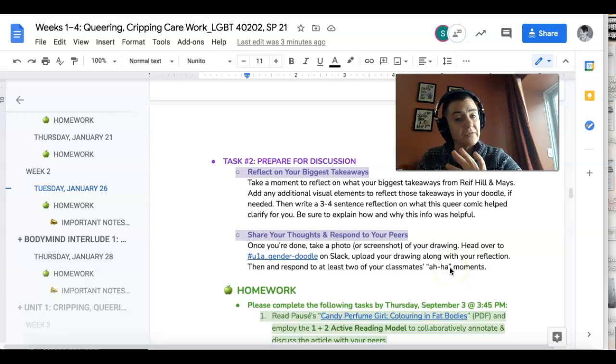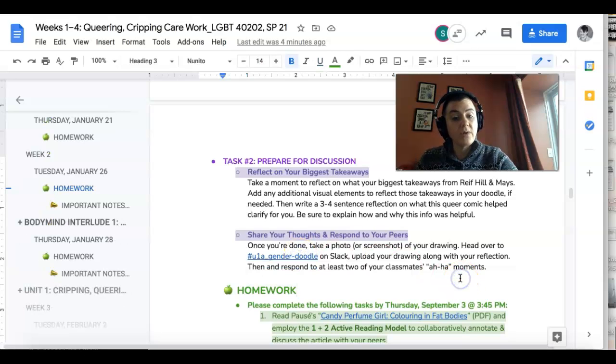So you've got your reflection, you've got your visual that you've created. I want you to take a picture of your visual. If you're using paper and pen, that would mean grabbing a camera, maybe a camera phone or something, and taking a picture of that, and then uploading a picture of your drawing, and then pasting in or just typing in your 3 to 4 sentence reflection on your takeaways from the gender book. Okay. You're going to do all of that on the Unit 1A Gender Doodle channel right here.